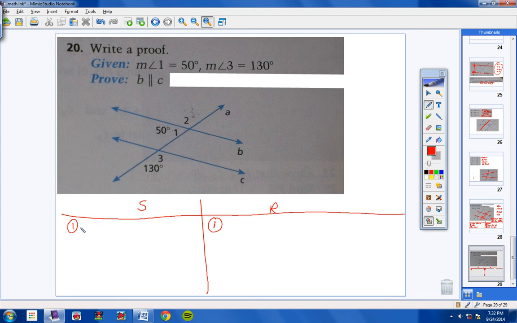Now I'm going to go ahead and put measure of angle 1 equals 50 degrees, and the measure of angle 3 equals 130. And that's your given, okay? All right, now let's brainstorm. Let's see here. Well, look, I can think of this right now. We're trying to prove that B right here is parallel to C.